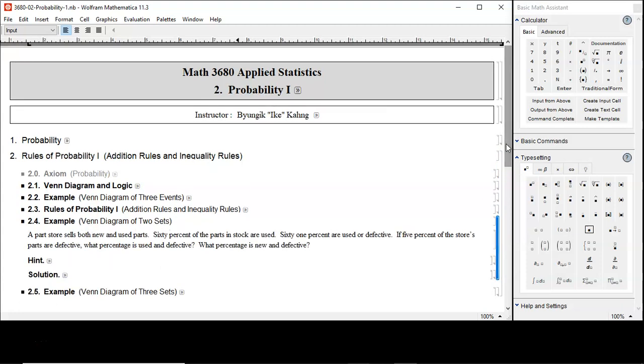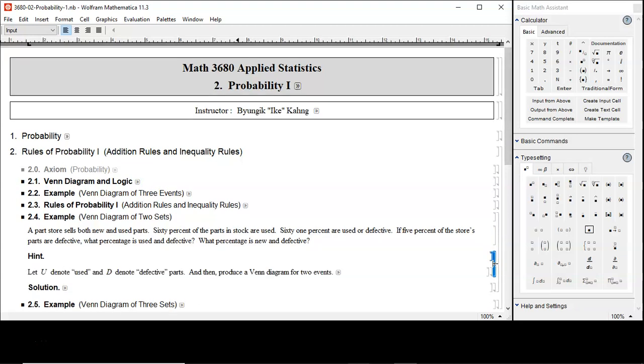Okay, here's one. It is related to a Venn diagram problem of two sets. A parts store sells new and used parts. 60% of the parts in stock are used, 61% are used or defective. If 5% of the store's parts are defective, what percent is used and defective? Problem number 1. And then problem number 2. What percent is new and defective? Well, we can answer all these questions if we complete the Venn diagram.